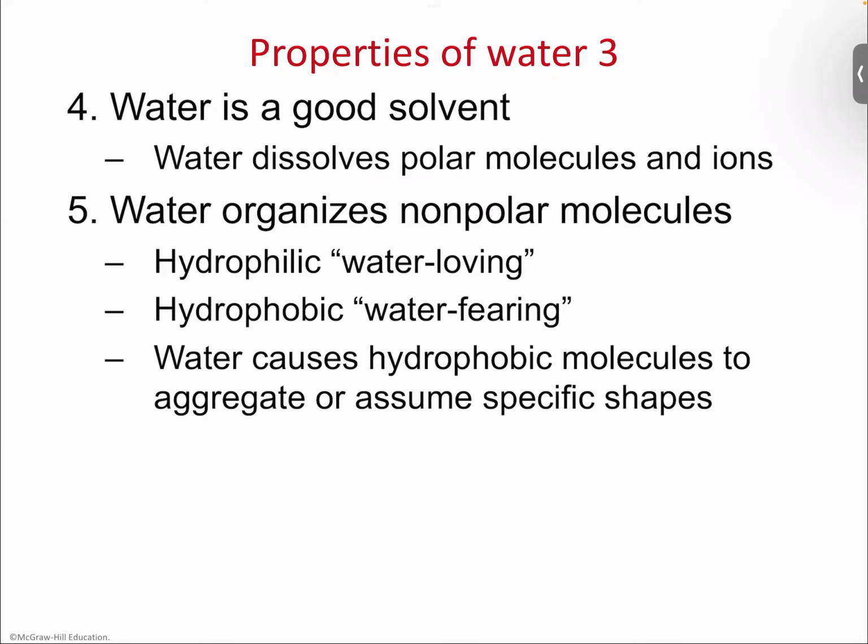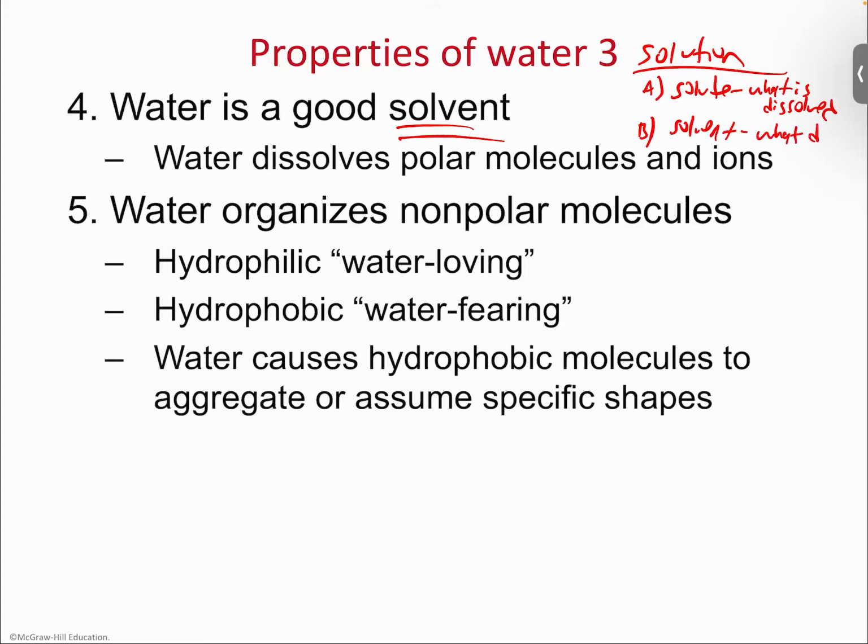Let's take a look at the idea of water as a good solvent. So basically what this means is that when you have a solution, and this is sort of a chemistry thing, a solution has two components to it. One is what's called the solute. This is what's dissolved. And the other one is the solvent. And this is what does the dissolving. So in this case, water is a solvent.